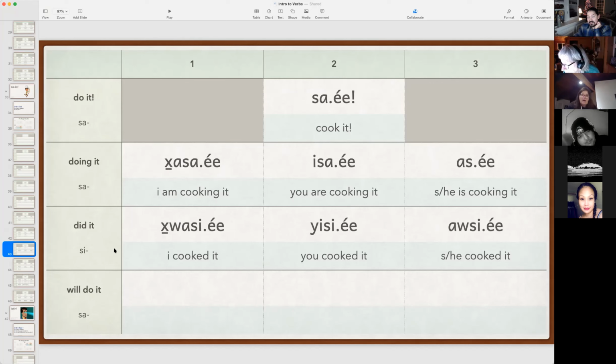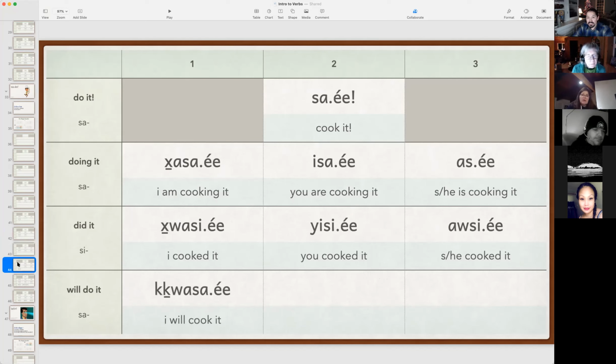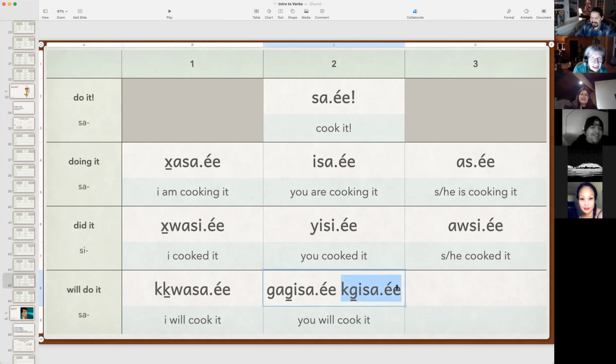So we should expect kwa, sa, I, ka, ke, sa, I, and guch, sa, I, right? And that's what we're gonna see. Khwasa'i, kakisa'i, gagisa'i.